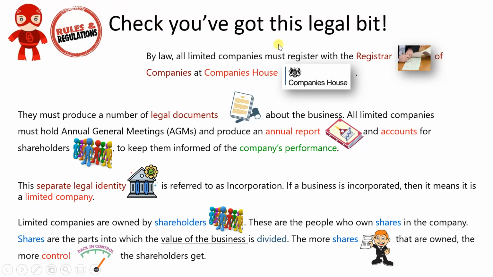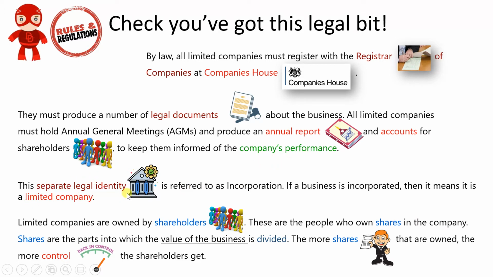Let's check you've got the rules and regulations, the legal bit now. So by law, all limited companies must register with the Registrar of Companies at Companies House. They must produce a number of legal documents about the business. All limited companies must hold annual general meetings, AGMs, and produce an annual report and accounts for shareholders to keep them informed of the company's performance.